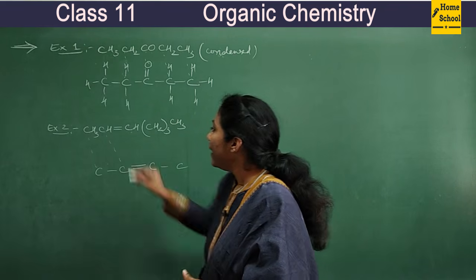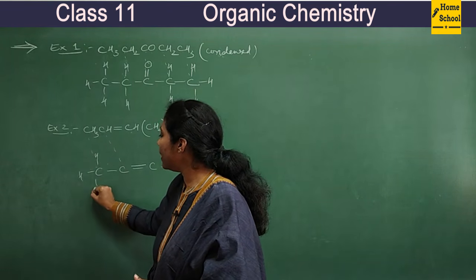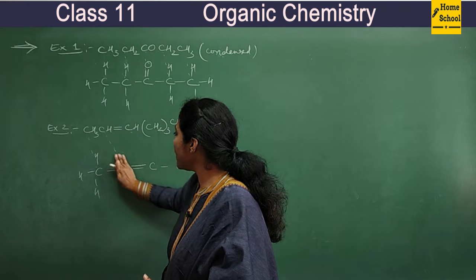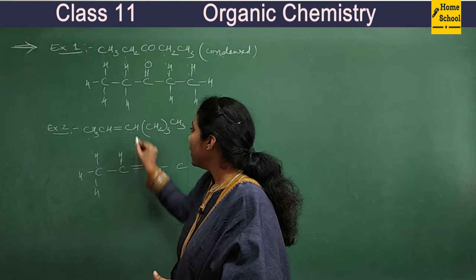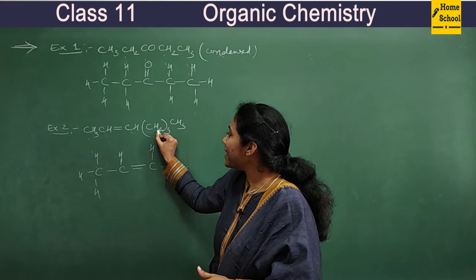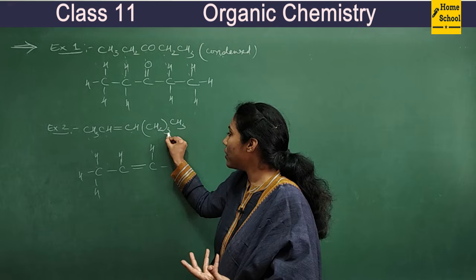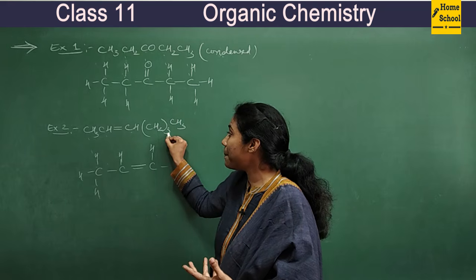Okay, fine. And this carbon has 3 hydrogens. So one here, another one here, third one here. This carbon has 1 hydrogen, that is here. This carbon has 1 hydrogen, that is here. And how many CH2s are there? 3 are there. Okay, and they are there as a branch to whom?